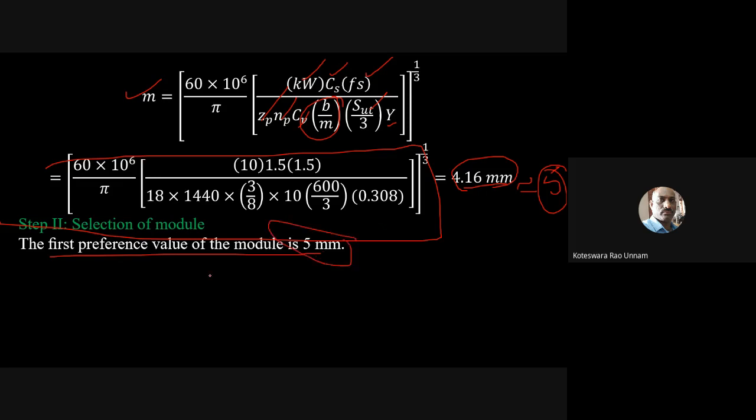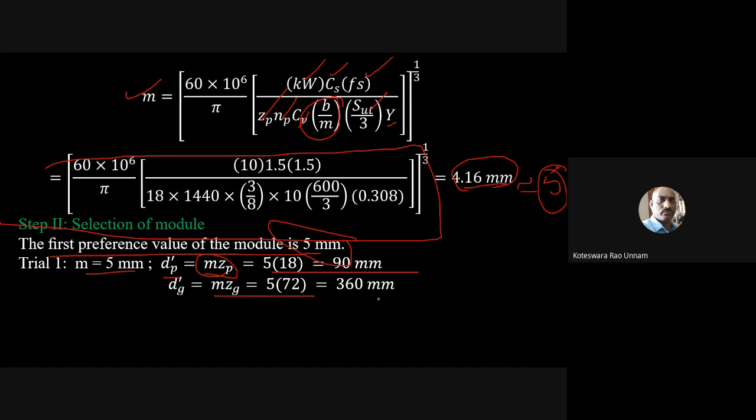Now once you know the module, you can identify the diameters of both pinion and gear. If module is 5, the pitch diameter of the pinion is nothing but module into number of teeth on the pinion, which comes out as 90 mm. Similarly for gear it is 5 into 72, which comes out as 360 mm. With these dimensions, of course B is 10 mm. We assume that B by M is 10, so we will get B. Now we got all the dimensions for the gear.